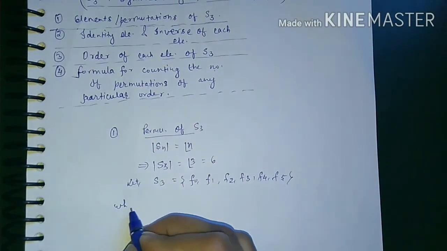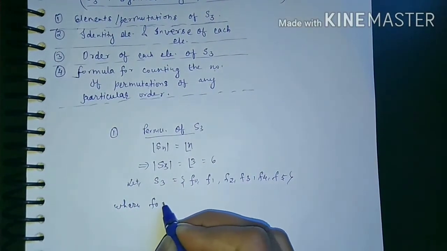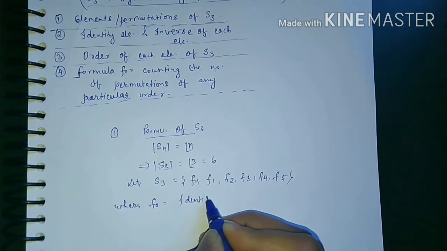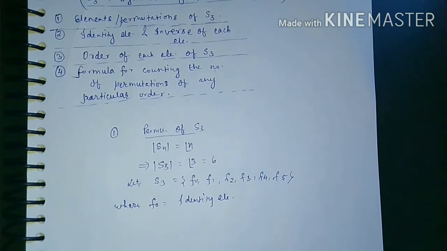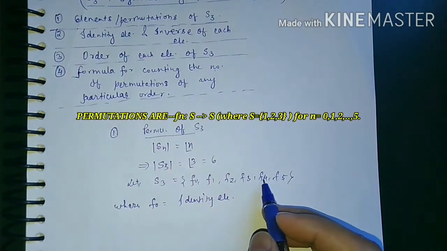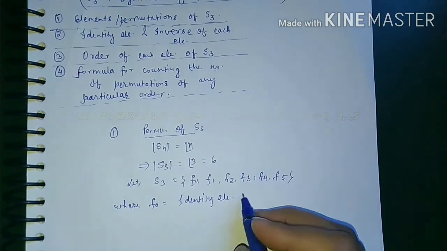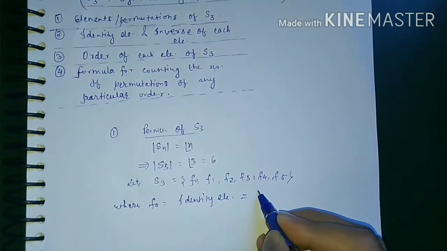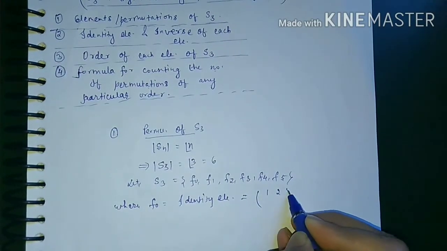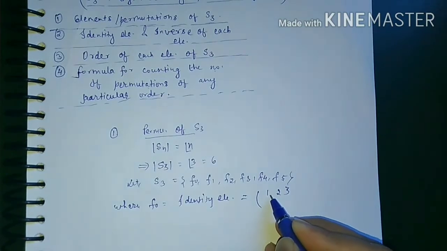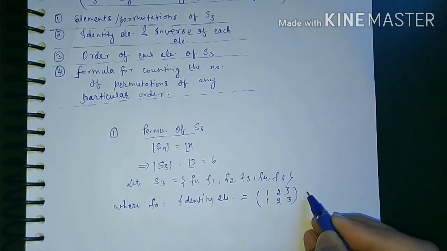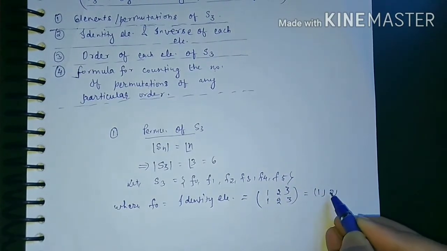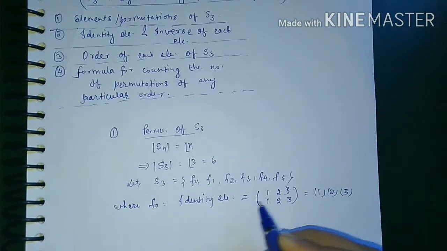Where F0 is the identity element or permutation from this group. If these permutations are on the set 1, 2, 3, then F0, that is the identity element, can be given as a permutation where each element is self-mapped. That is, 1 is mapped to 1, 2 is mapped to 2 and 3 is mapped to 3. So this is the identity permutation from this group S3.